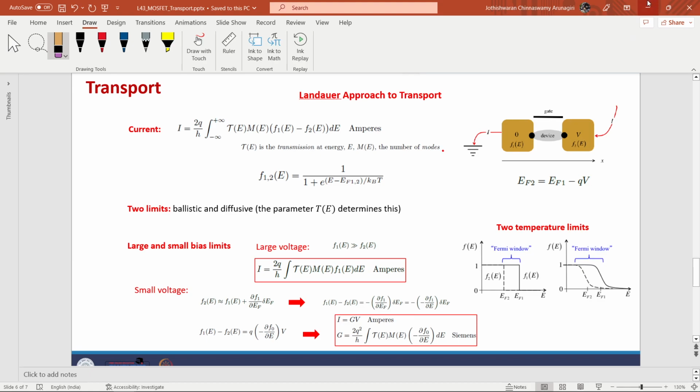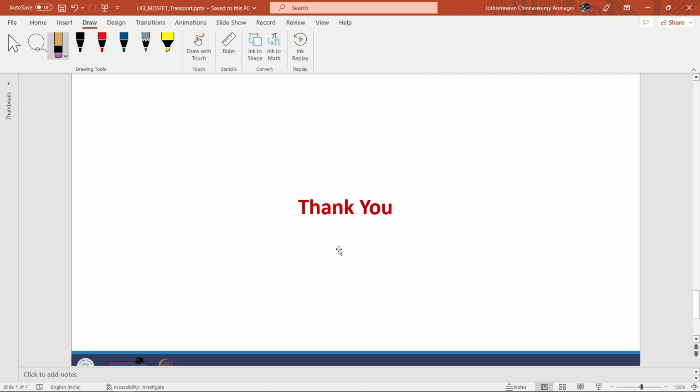So go back and look at your MOSFET current equations and integrals. There are one or two questions based on that in the assignment. Just look at them.